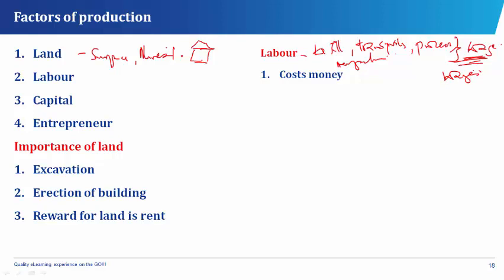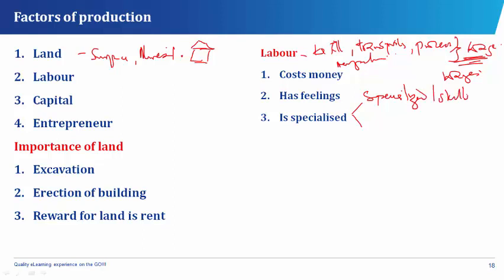Now, labor costs money, number one. Labor has feelings. Since you are hiring someone, if you don't treat the person fine, the person will easily walk away or not do the job well. So you need to manage the labor very well, because labor has feelings. Labor is also specialized. Let's divide it now. We have specialized or skilled labor, and we have unskilled labor.